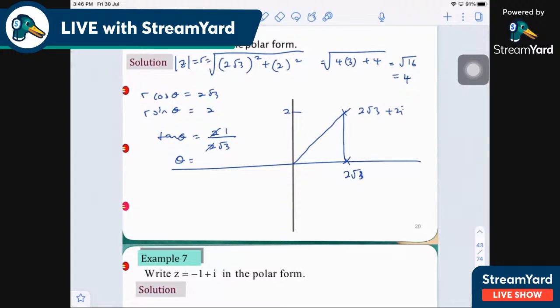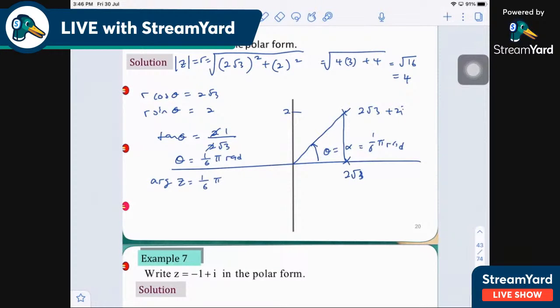1 over 6 what? 1 over 6 pi. Right or not? 1 over 6 pi radian. And then we know that the argument is from here to here what? So theta sama dengan alpha sama dengan 1 over 6 pi radian lah. So argument of Z sama dengan 1 over 6 pi radian. Okay, kalau you nak, saya boleh tulis ini sebagai alpha juga. Tapi I think it's okay lah.